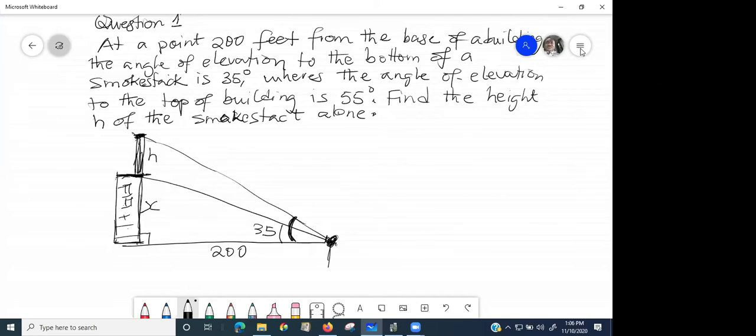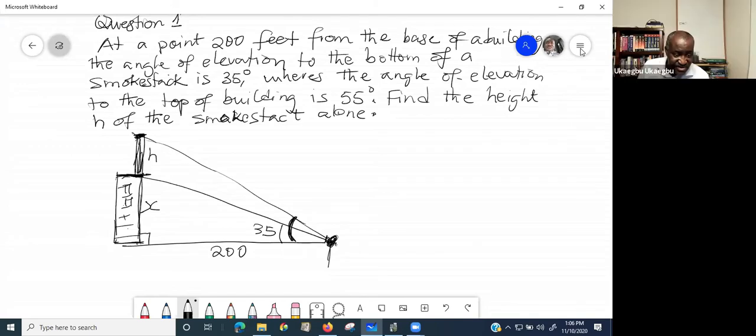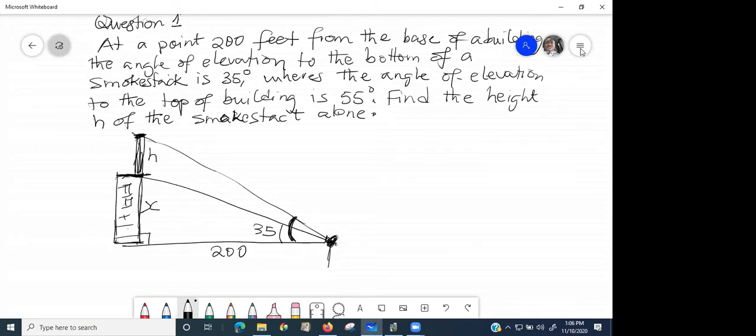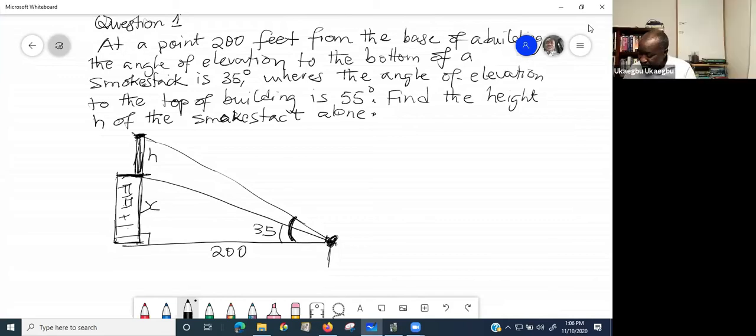So now when you look at this, how many right triangles can you see? Three. Three right triangles. I didn't say how many triangles, right triangles. Well, one for just the building, and then one with the smokestack, and then if you look at it combined, that's another one. Okay, good. So that's two now.